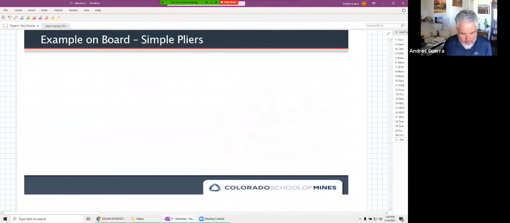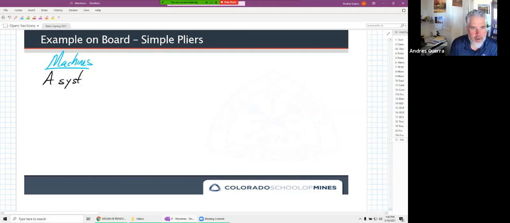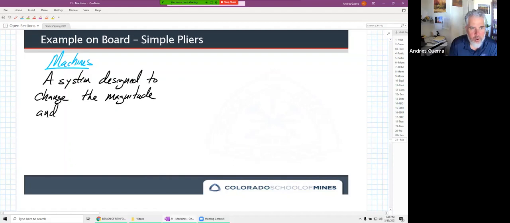Okay, let's actually write down one thing first, under machines. I think it's kind of just a cool definition here: a machine is a system designed to change the magnitude and/or the direction of a force.